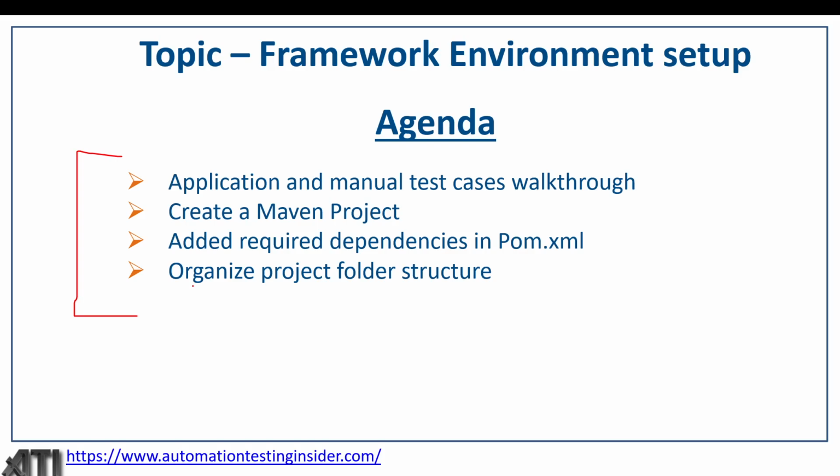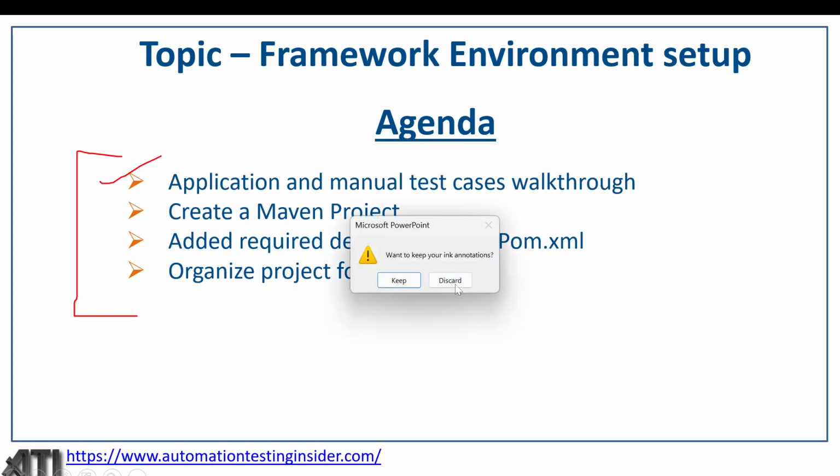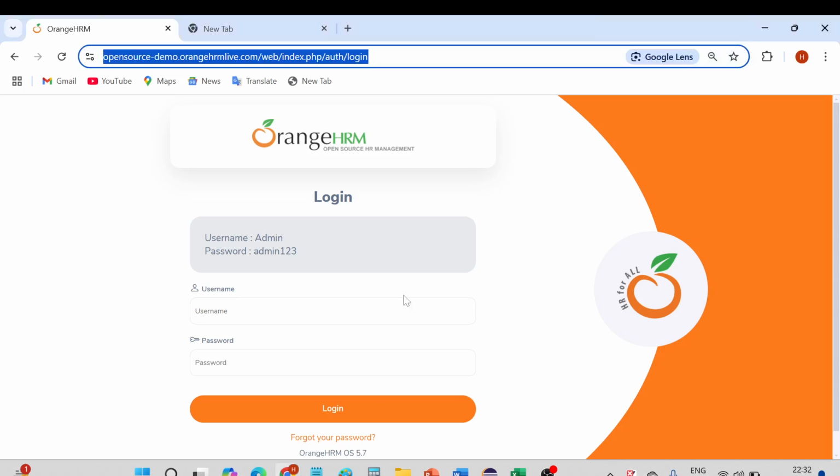So let's have a look at the first point: what is the application and what are the manual test cases which need to be automated. This is the application which we are going to use, Orange HRM. This is an HRMS, a human resource management system, as the name says, HRM. This application is used to manage HR related activities like employee management, leave management, or performance management. So let me just log in.